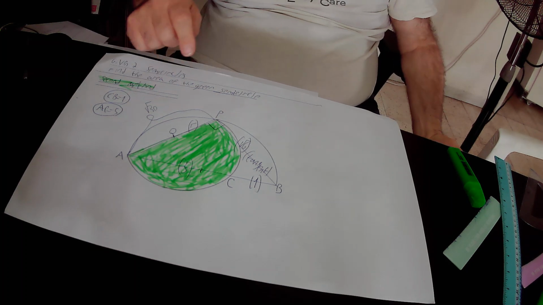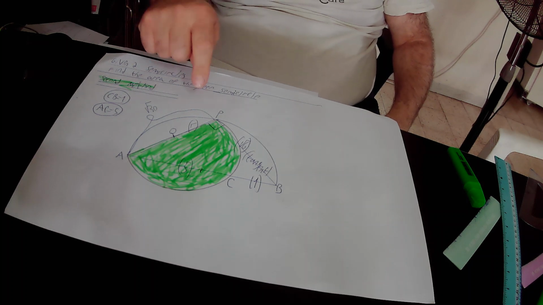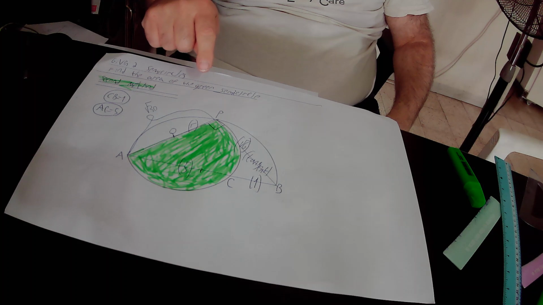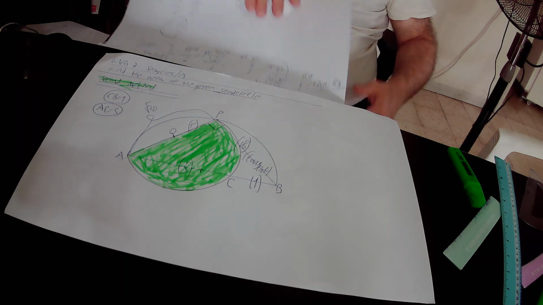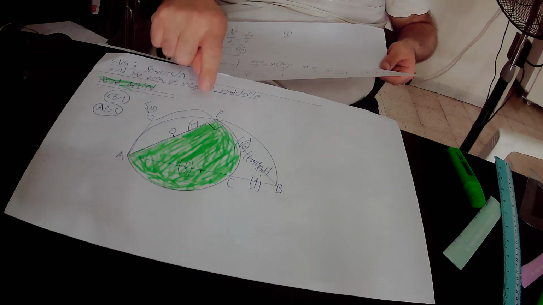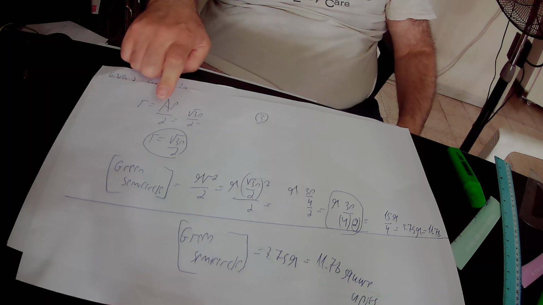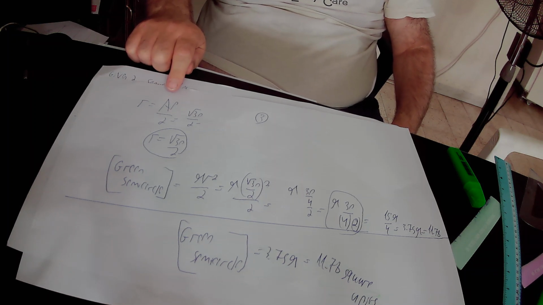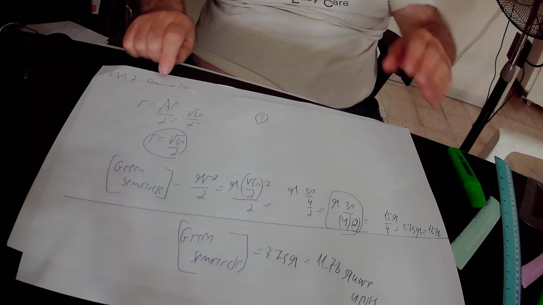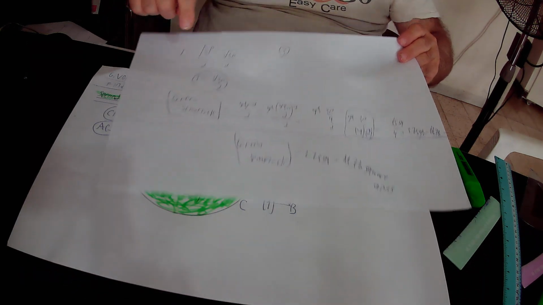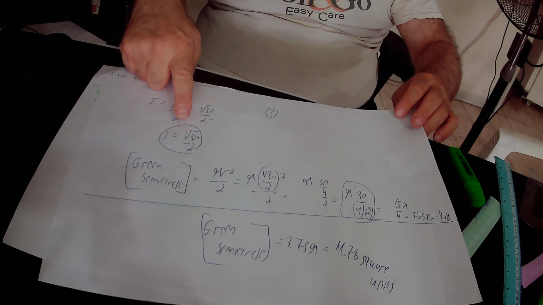AP is the diameter of this green semicircle. Therefore, the radius of this green semicircle must be equal to the diameter AP over 2. Repeat again, the radius R of this green semicircle must be equal to the diameter AP over 2. The diameter AP is square root of 30, so square root of 30 over 2 is the radius of this green semicircle.